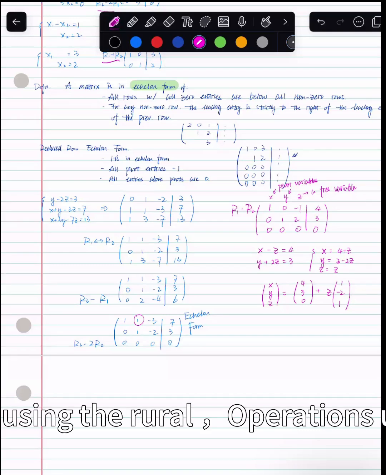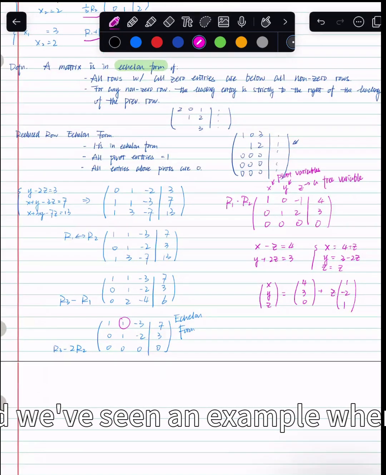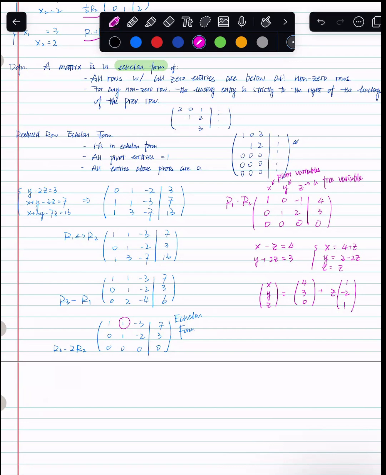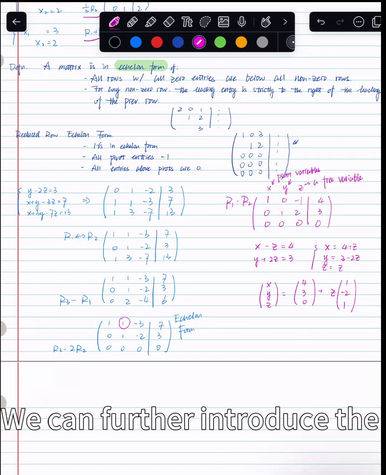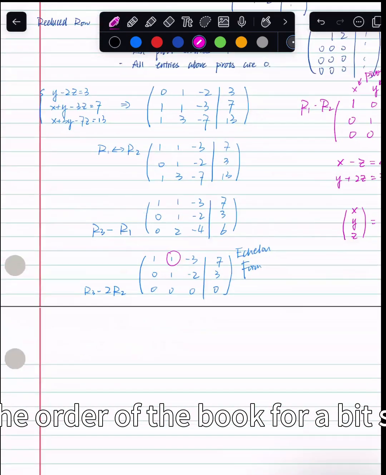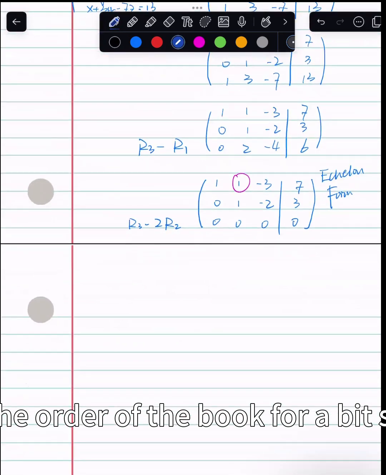To solve using the row operations, we've seen an example where z can be anything, but x and y are determined based on the z value. So we can further introduce the general solution. I'm going to change the order of the book for a little bit. So first we start with the definition.